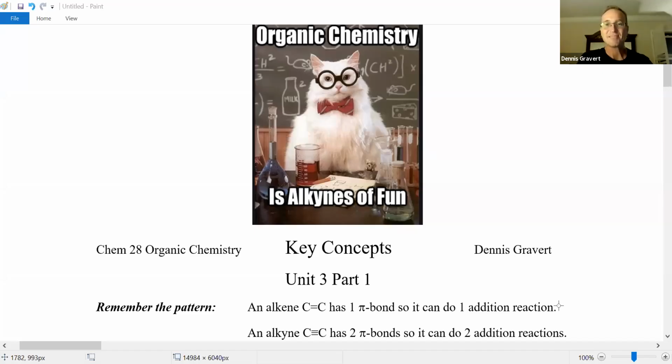Hello everyone, it's time for more organic chemistry, and now we're going to discuss alkyne reactions, the carbon-carbon triple bond functional group doing some reactions. We're in Key Concepts, Unit 3, Part 1, having all kinds of fun.